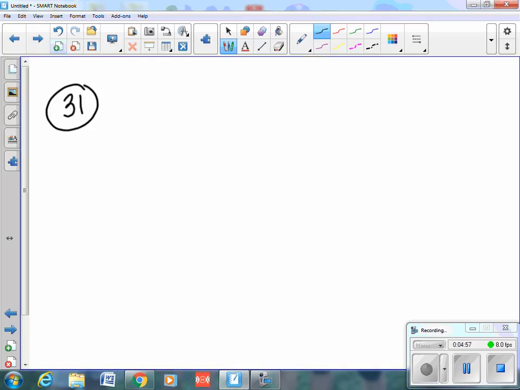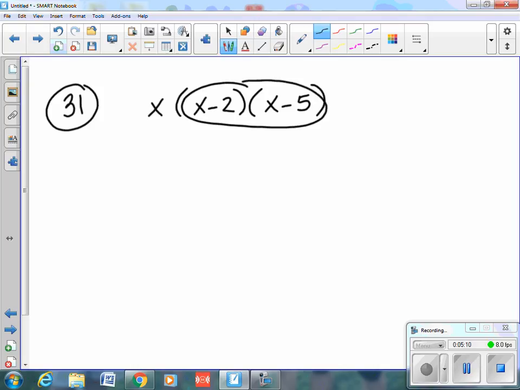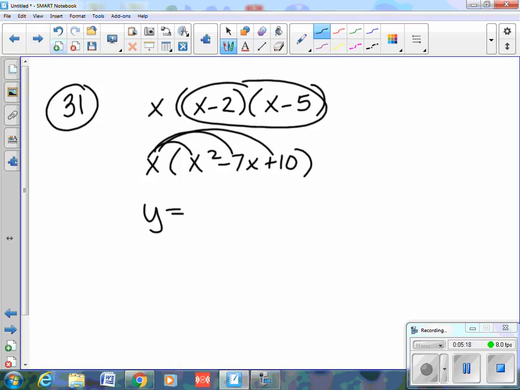Okay, now we go back to 31. X is an answer, 2 is an answer, and 5 is an answer. Can I put this all back together again to find a polynomial? I'm going to multiply these together first. X squared minus 7x plus 10, and then multiplied by x. Final answer, y equals x cubed minus 7x squared plus 10x.